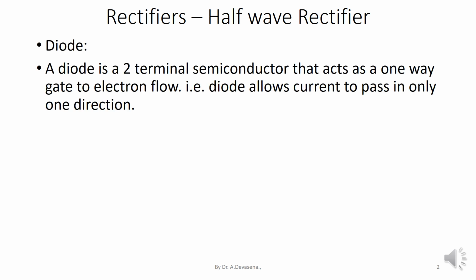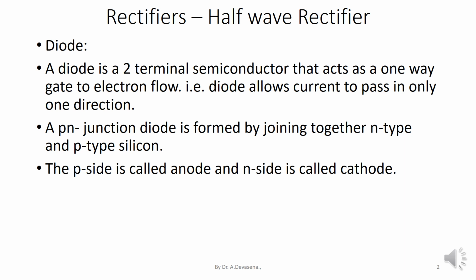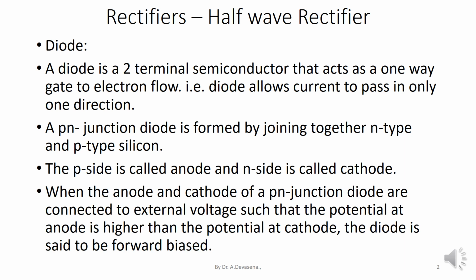A diode is a two-terminal semiconductor that acts as a one-way gate to electron flow. That is, the diode allows current to pass in only one direction. A p-n junction diode is formed by joining together n-type and p-type silicon. The p-type is called the anode and the n-type is called the cathode.